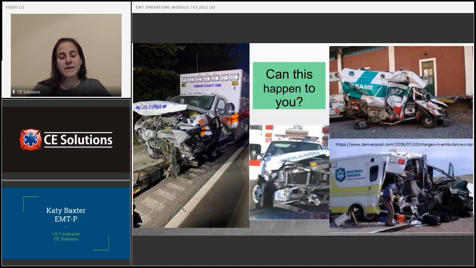This is a big one. Can this happen to you? And yes, it can. I've been in several fender benders myself, but one major ambulance accident. And thankfully I was buckled in. We did not have a patient in the back, and we were coming home in the middle of the night.